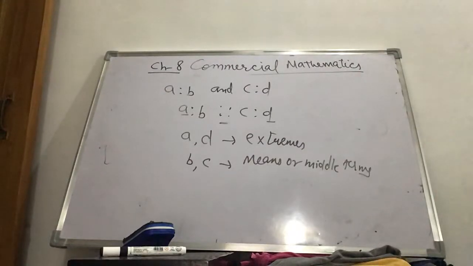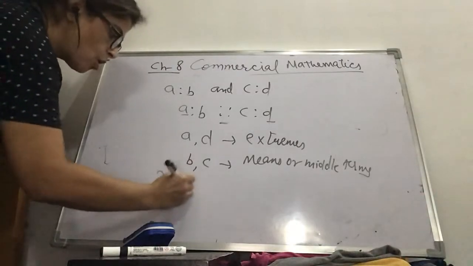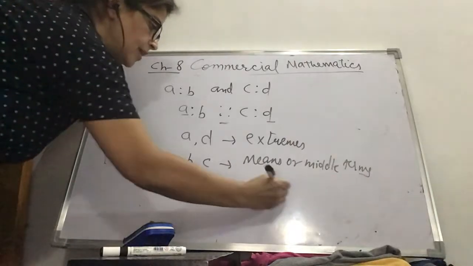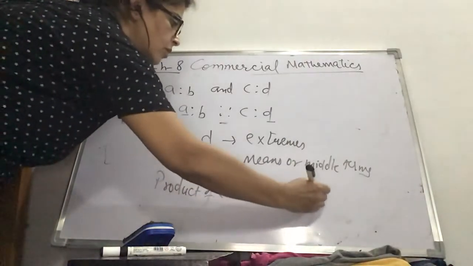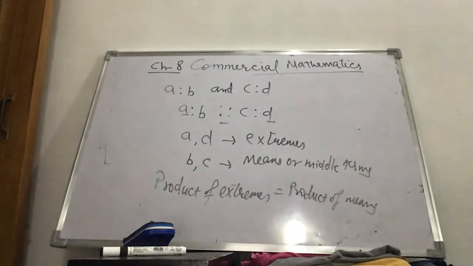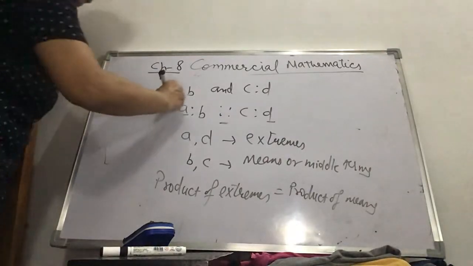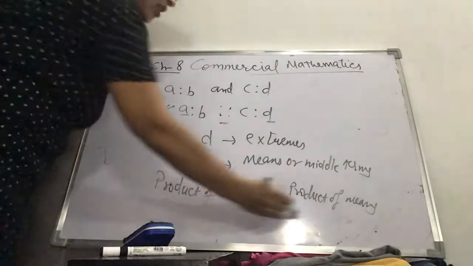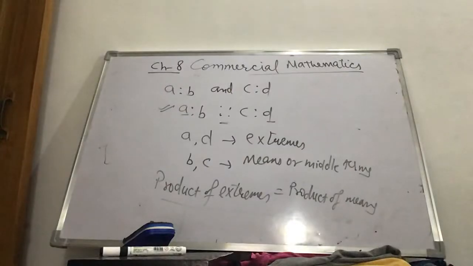After that, we can say the product of extremes is equal to the product of means. It will always be equal. The product of extremes and the product of means will always be equal if the 4 terms are in proportion. If the 4 terms are in proportion, then only the product of extremes will be equal to the product of means.